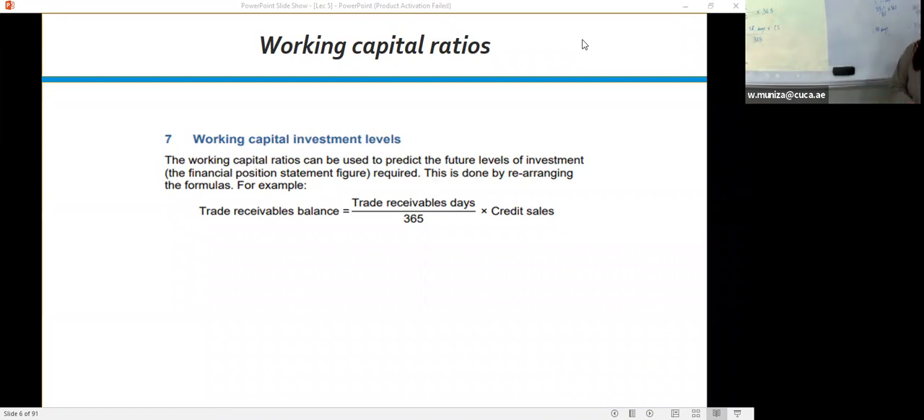So like this, we are going to know how much investment in the working capital is required at any time. Okay. So they say the working capital ratios can be used to predict the future levels of investment required. This is done by rearranging the formulas. So one example they have given and the other examples I have shown you.